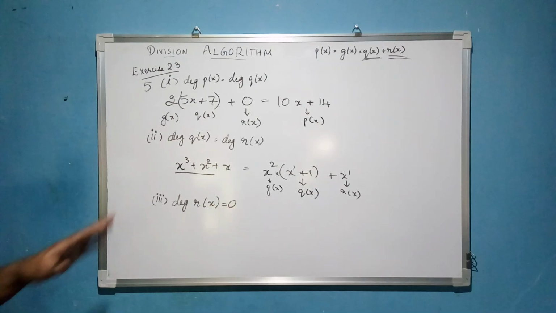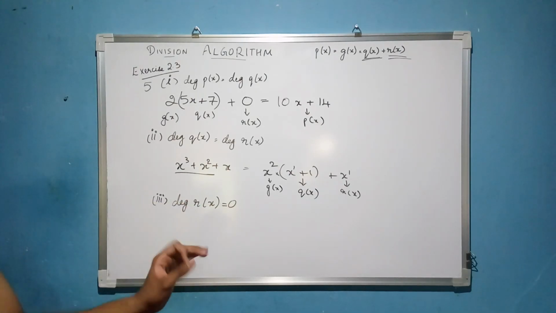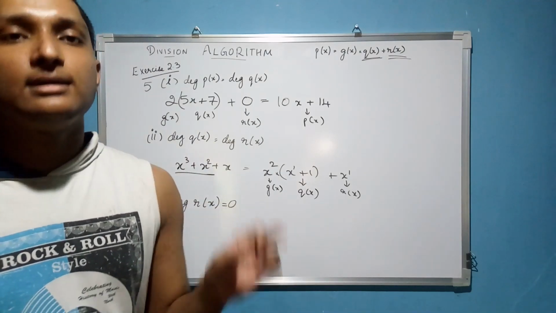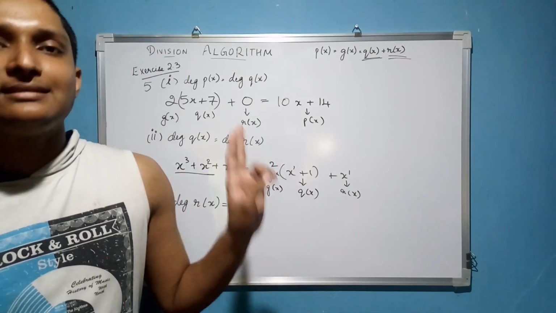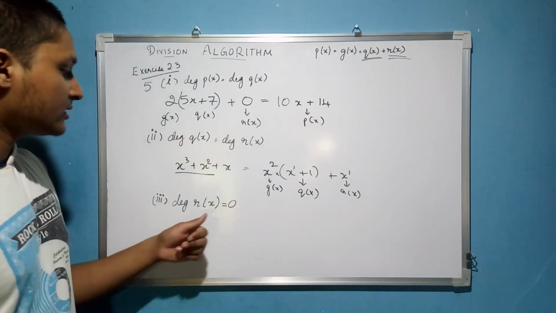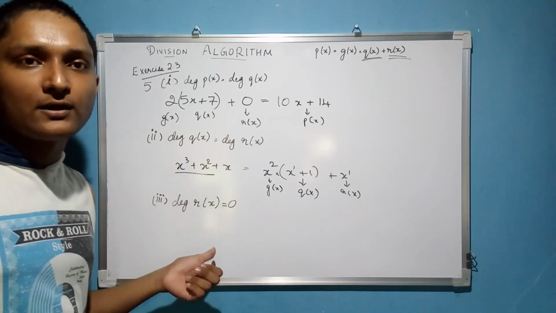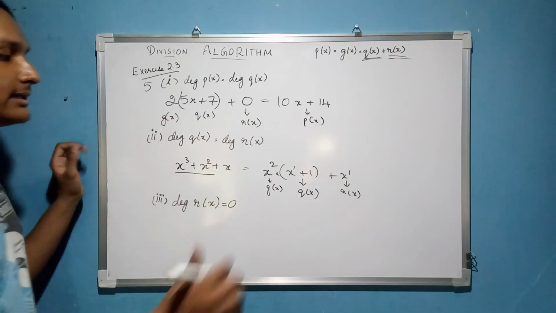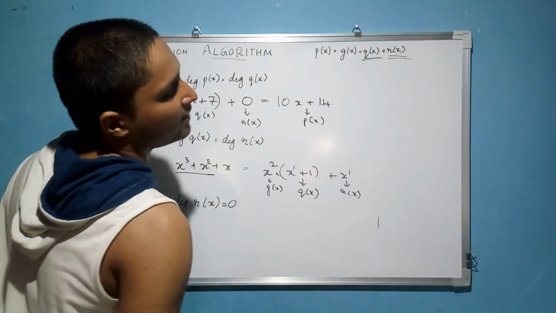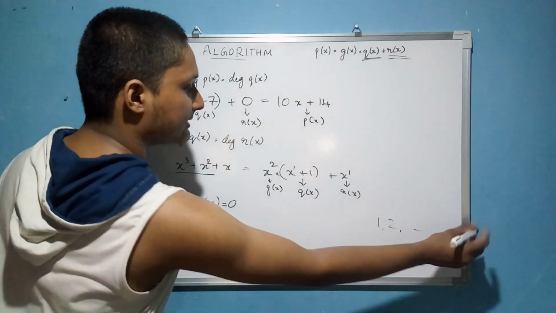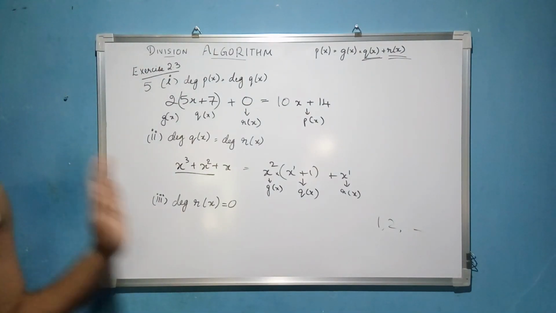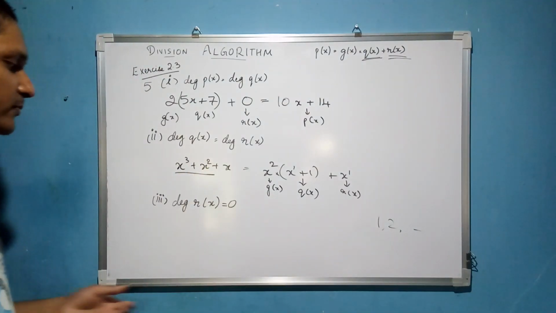Now, the third part is the degree of r of x should be 0. What is the meaning of degree of r of x should be 0? The second question was fully based on the remainder r of x being entirely 0. Here only the degree of r of x is 0. That means at last you can have a constant term 1, 2 or something like that. Any real number can be there, or it can be 0 also.